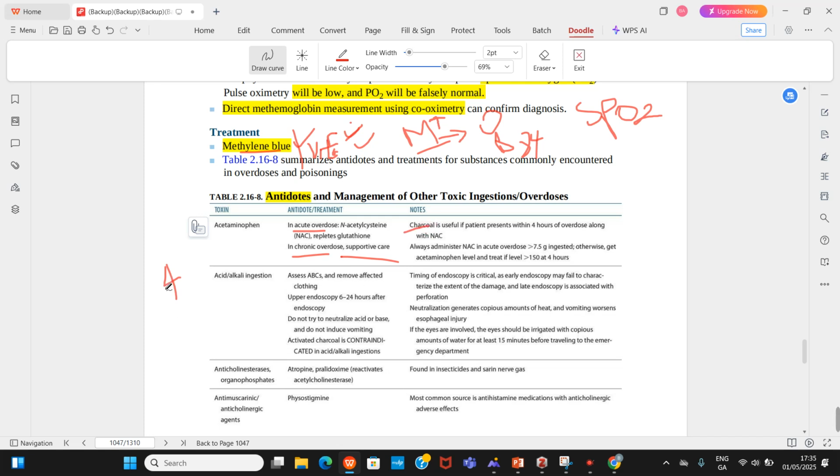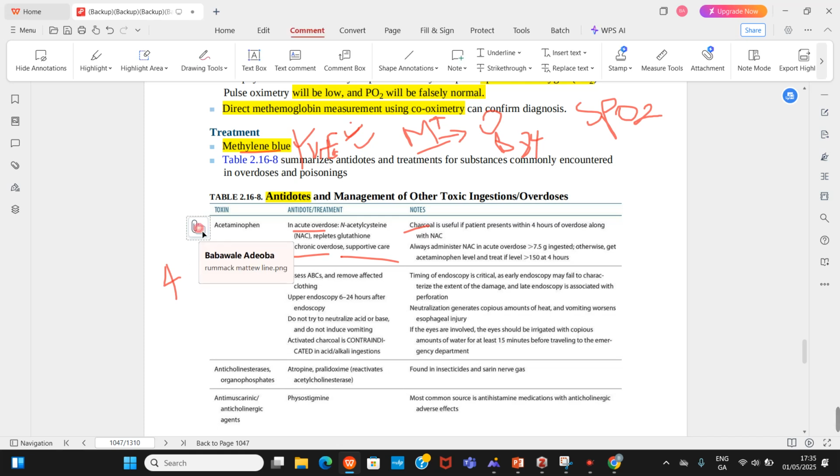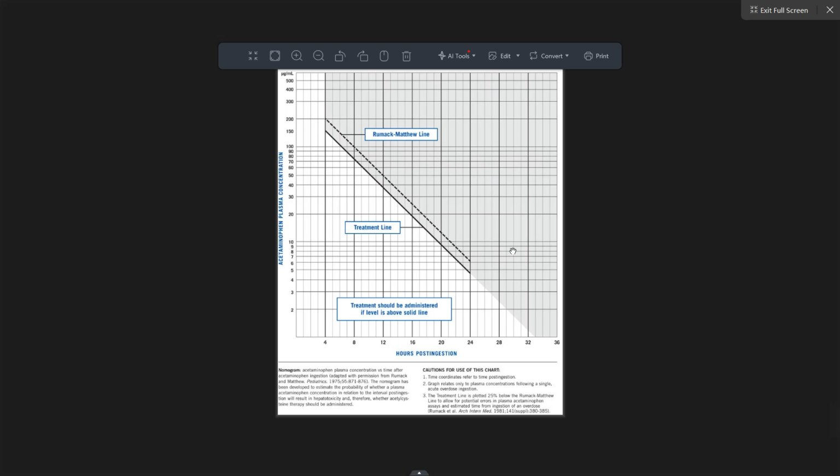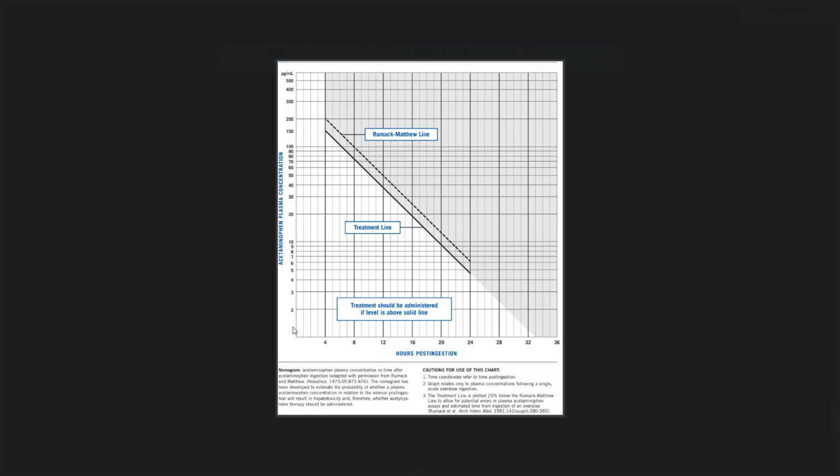Then once it's 4 hours, immediately you start plotting what we call the Rumack-Matthew plot. You open a chart and you start plotting that Rumack-Matthew plot. This is talking about the concentration of the acetaminophen with time. We can see that the time starts from when? 4 hours. So we would have that at the back of our mind. It starts from 4 hours.